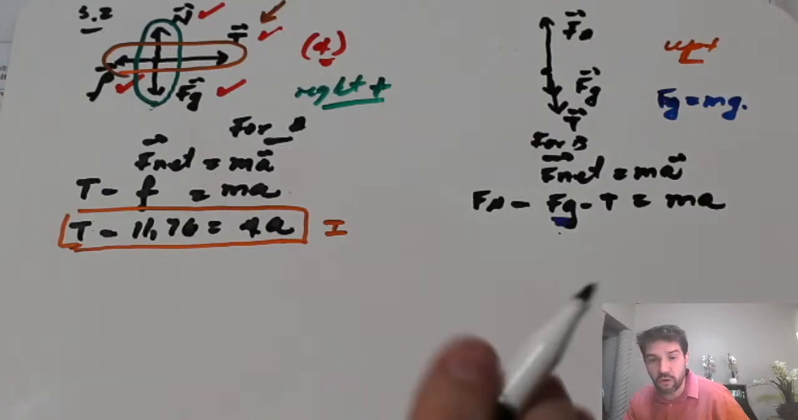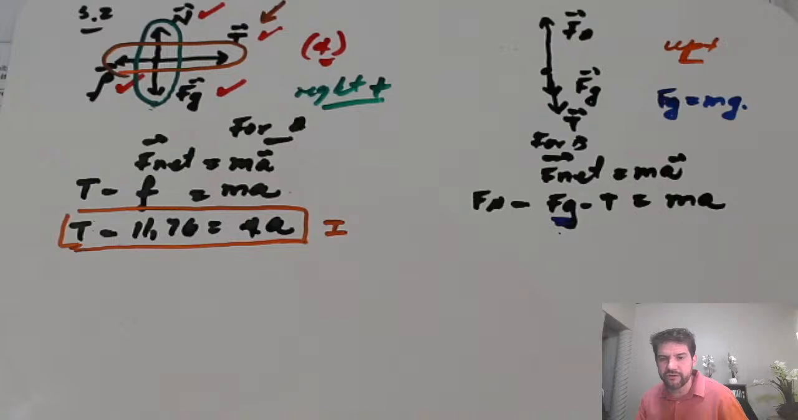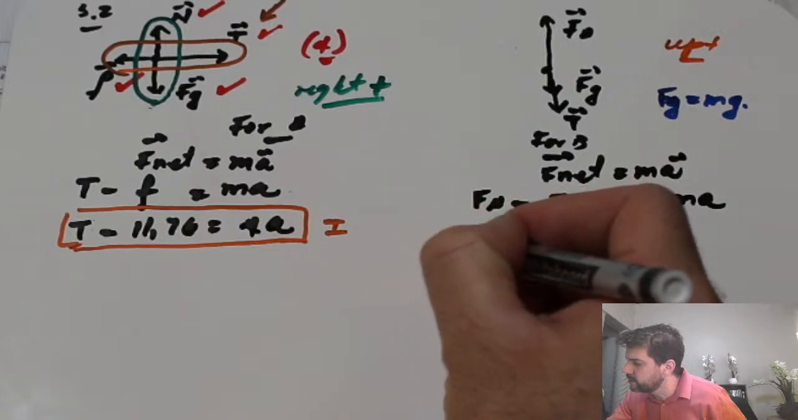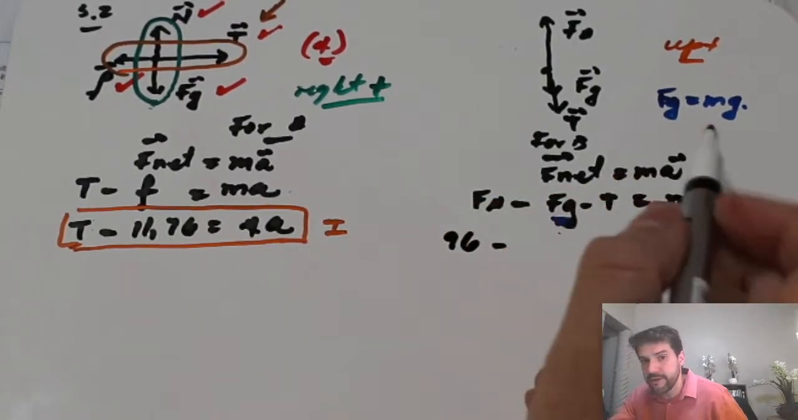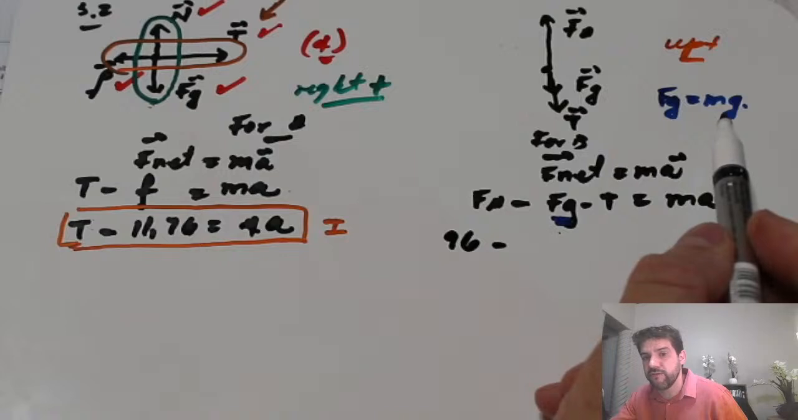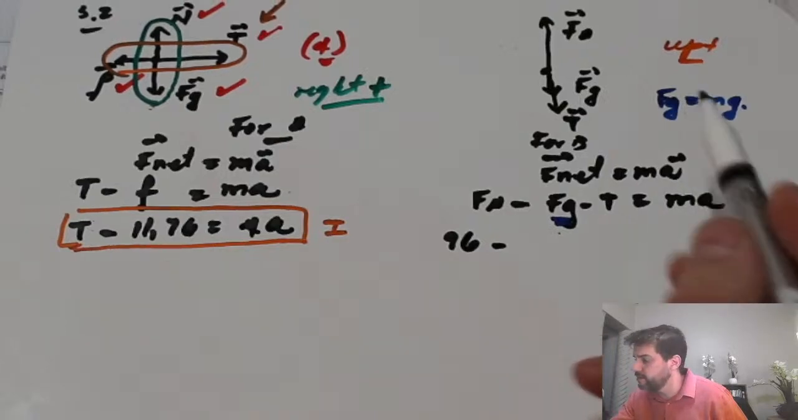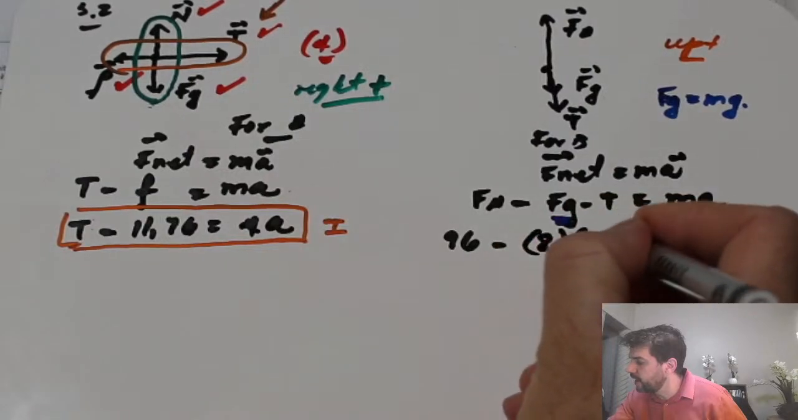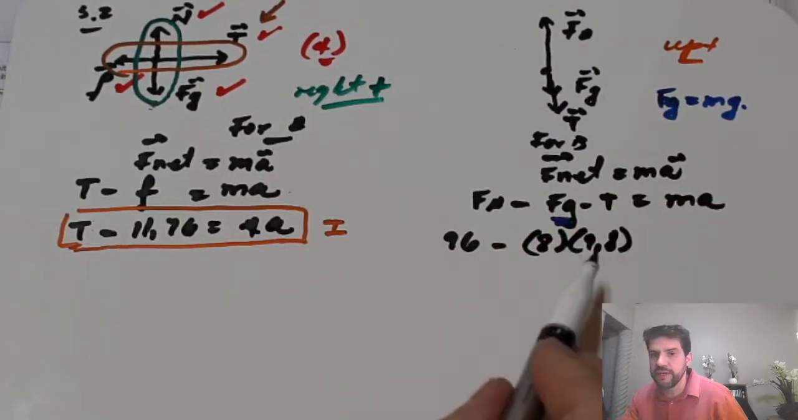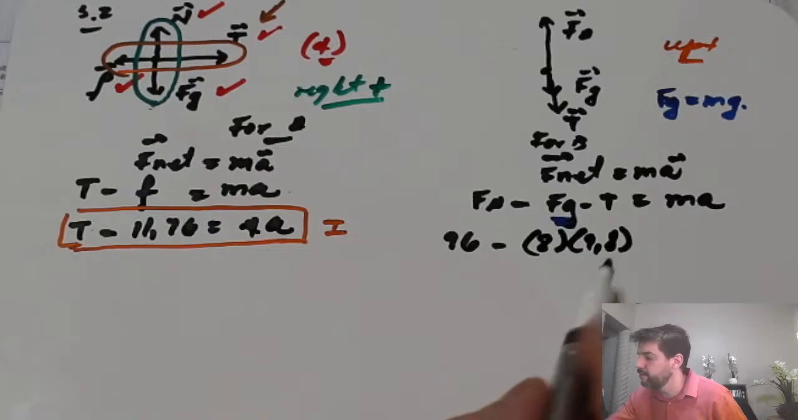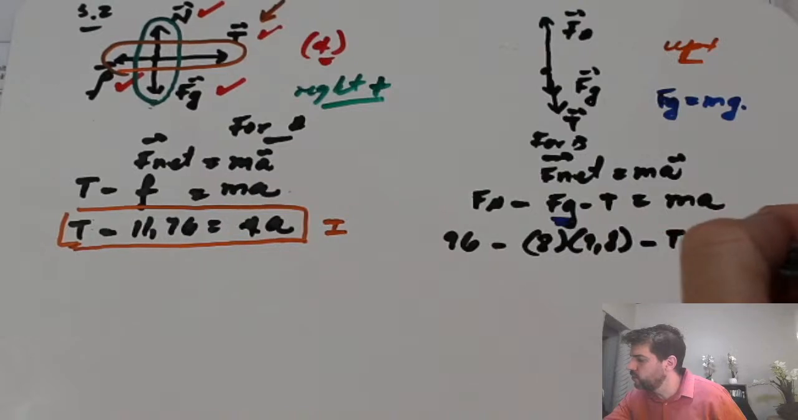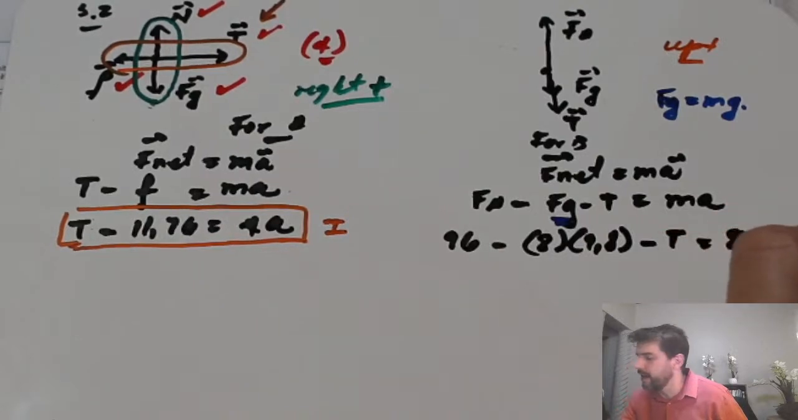If I substitute all the values, go to the question, guys, the values are there. Everything is given to you. The applied force is 96, so this will be 96 minus m multiplied by g, which is the gravitational force. The mass is 8 multiplied by 9,8. There we go. This is the gravitational force, minus T, we don't know T, is equal to 8a.